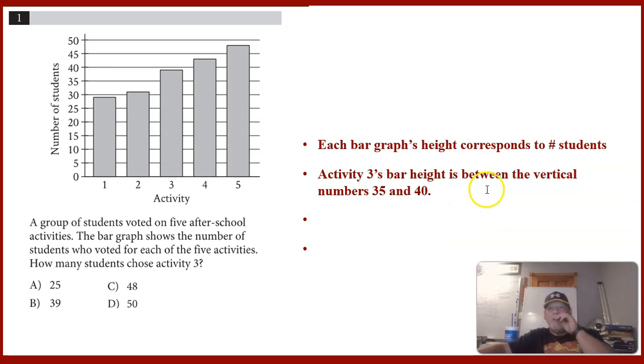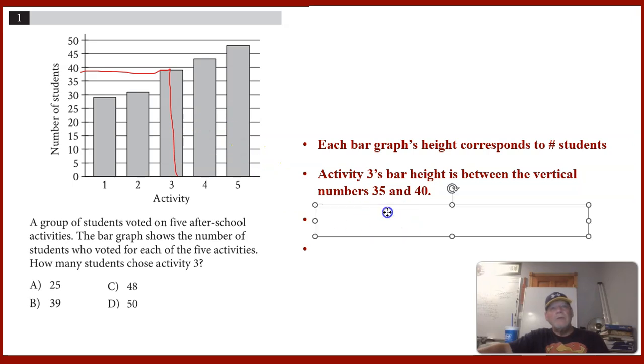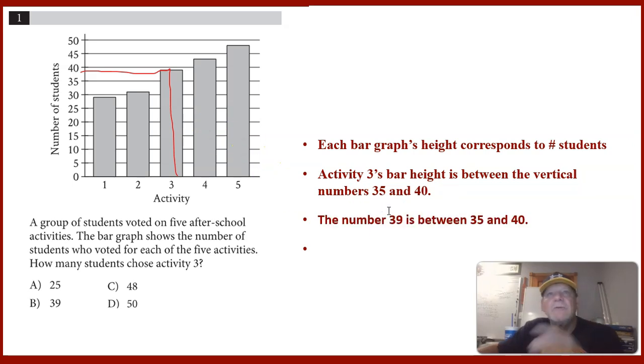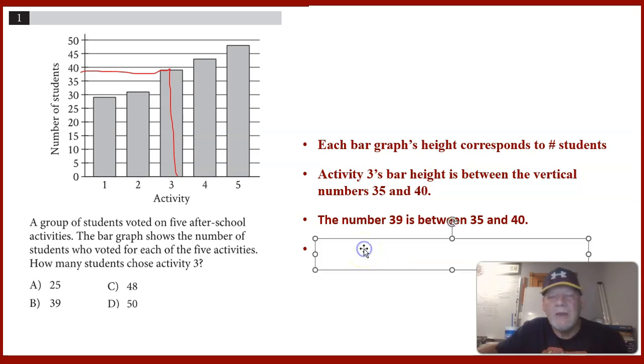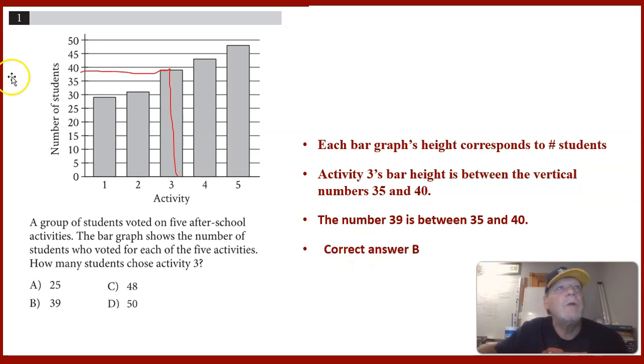So if you look at activity 3, and I go across on the bar from 3, here is activity 3 right here in the middle. So I go across, and what 2 numbers is that in between? Well, vertically, that's between 35 and 40. So you look on the scale, and the number 39 is the only one that's between 35 and 40. So that would be choice B. Hopefully you got that one right.